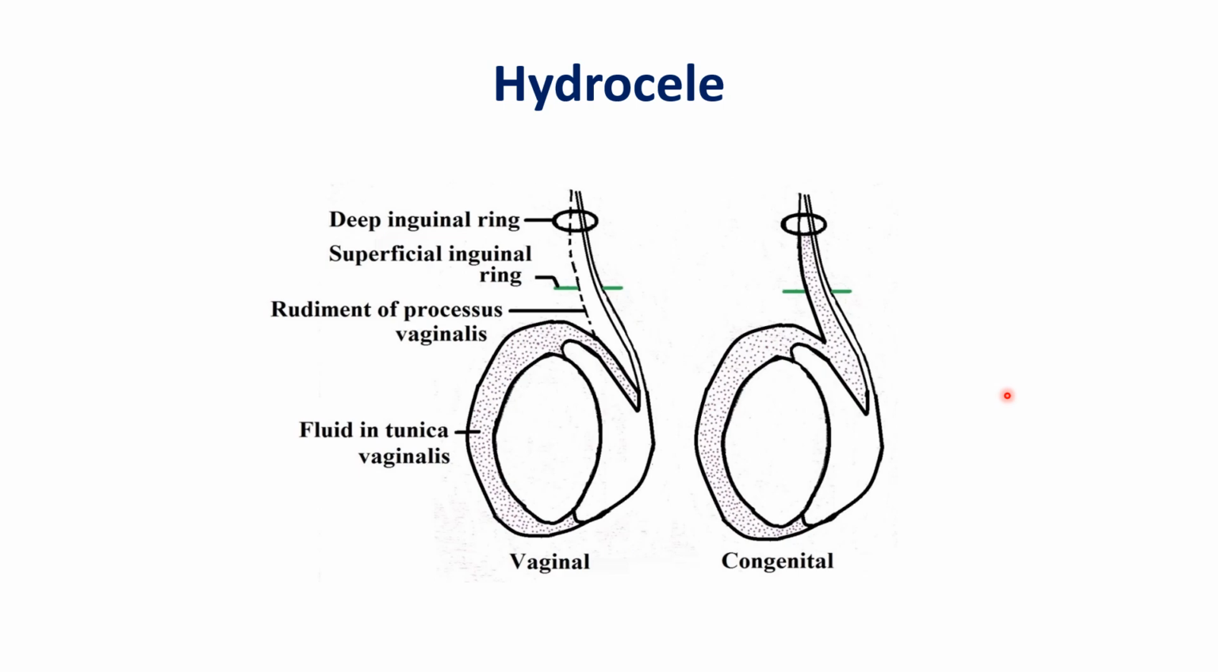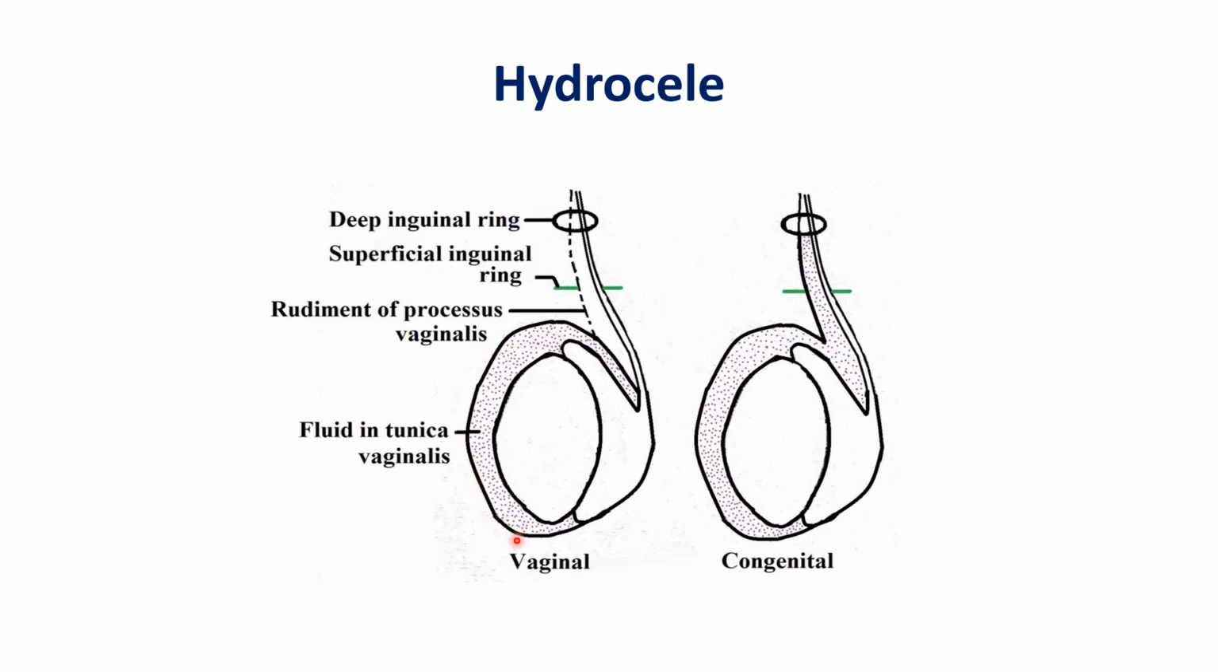Now, what is hydrocele? Hydrocele is collection of fluid in the tunica vaginalis. Now, tunica vaginalis is the persistent process, a part of the processus vaginalis. So, tunica vaginalis has got two layers, outer parietal, inner visceral. So, when the fluid collection is in the cavity of the tunica vaginalis, that condition is called hydrocele.